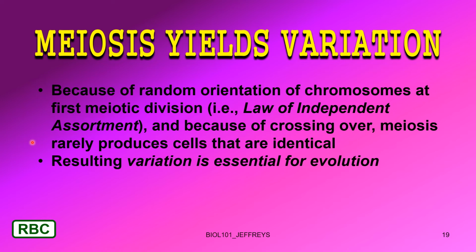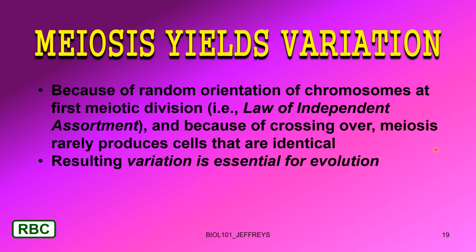And that's where variation comes in, because in one gamete you could have AB over here, and another gamete you could have AC, and another gamete you could have BA, and another gamete you could have CA, like that. So it's completely random how they assort. It's called the law of independent assortment. It's completely random, and so that yields variation, just the fact that they randomly assort.